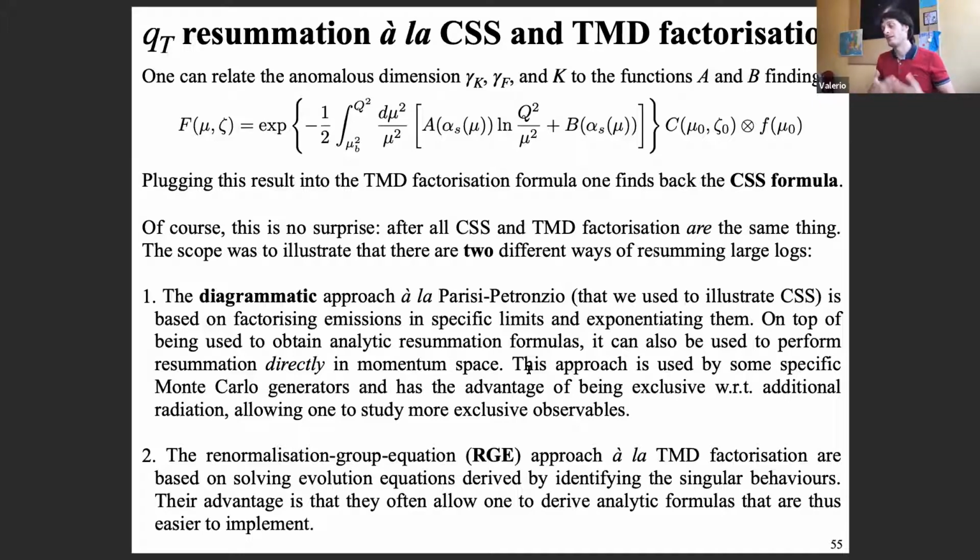On the other hand, there is the TMD factorization approach, which is based on the renormalization group equations. So essentially what you do, you identify the singular behaviors of the single pieces, and then you write down evolution equations whose solution implements the resummation. That's the basic idea of the RG approach to resummation in general. The advantage of this approach is that it typically allows us to obtain formulas that are analytical, so we can get something that is easier to implement. So this is also appealing in that respect.